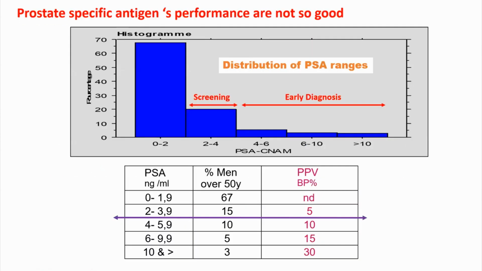So prostate-specific antigen performance is not so good. You can see here the distribution in a normal population of prostate-specific antigen level in the blood. And you can see that if you use a cutoff between 2 and 4, the positive predictive value, the probability of finding prostate cancer with biopsy, is only between 5 and 10%.